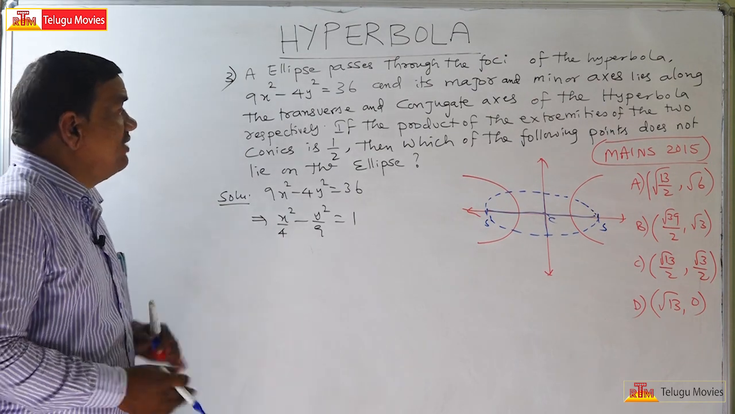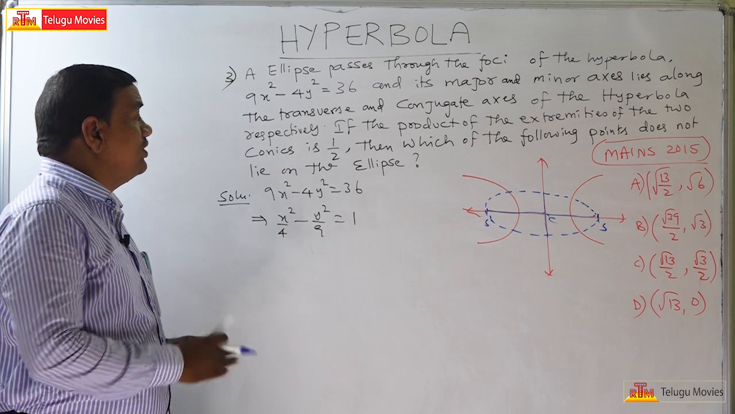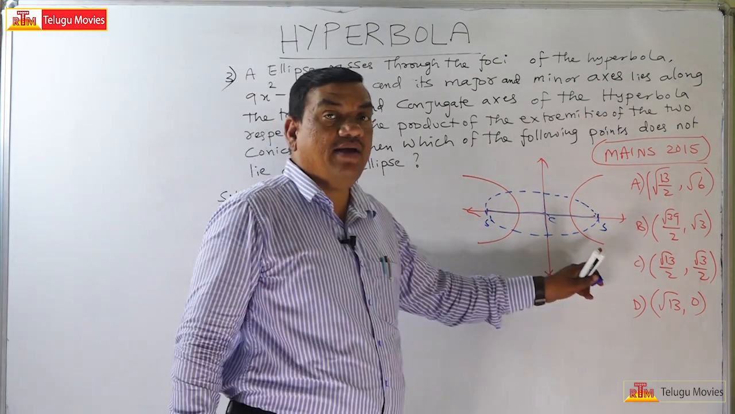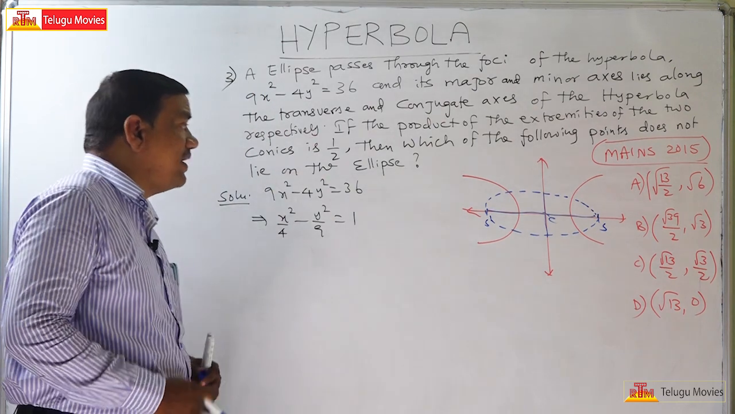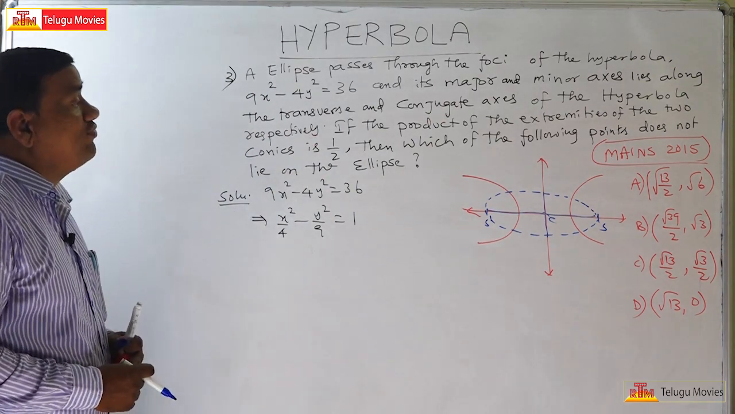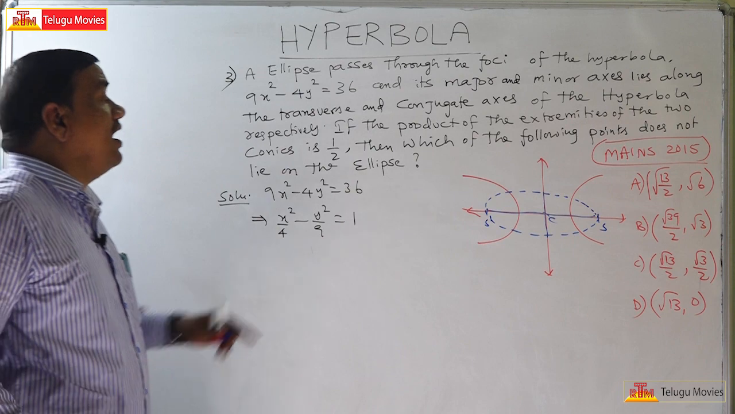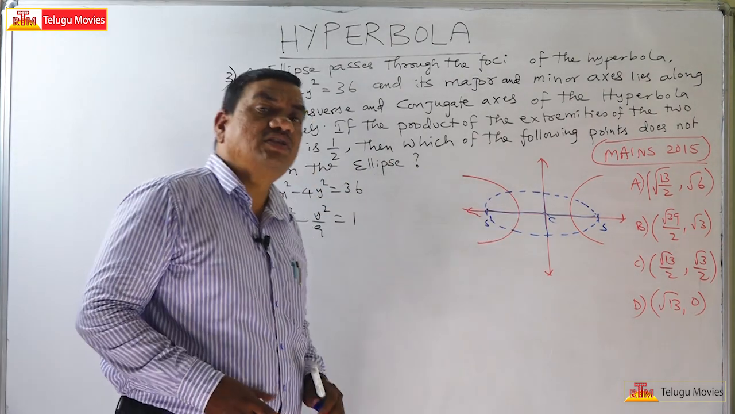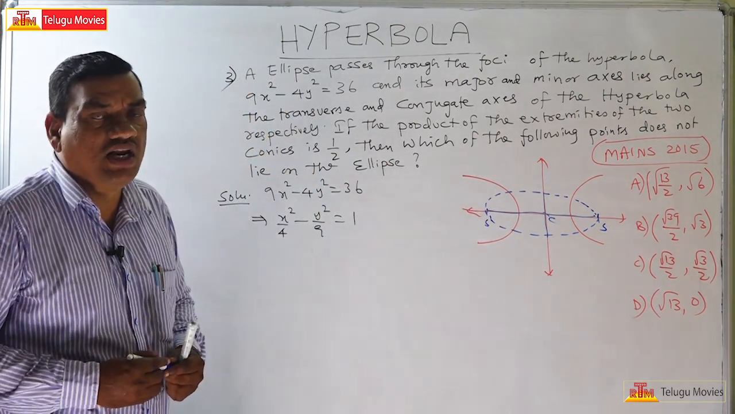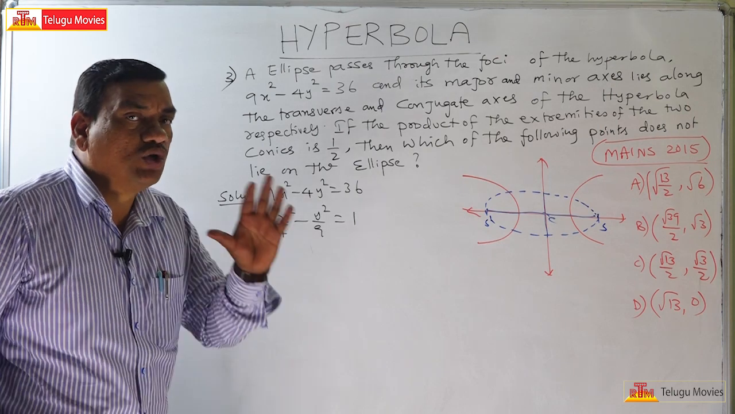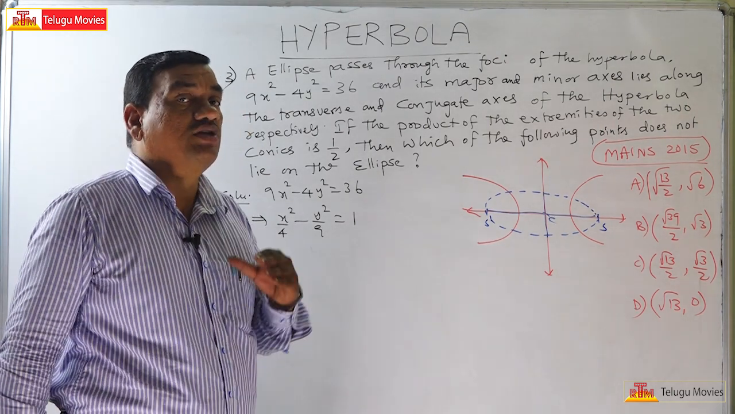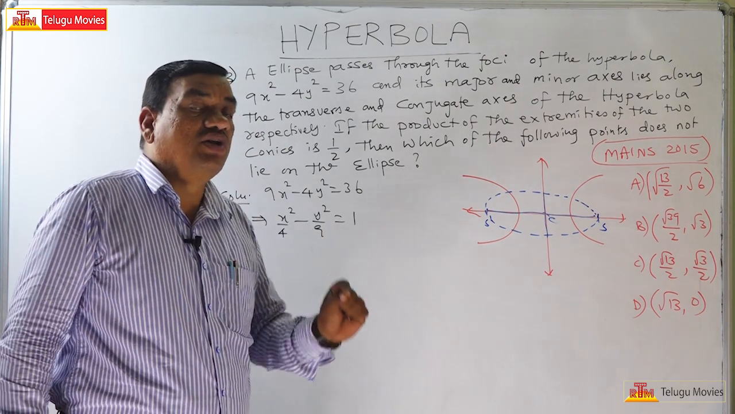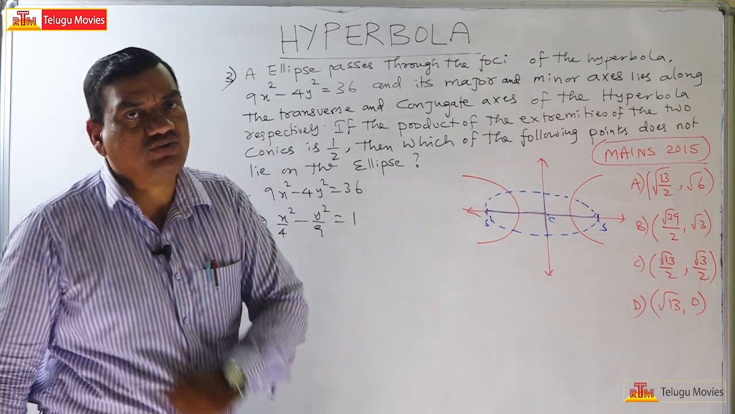If the product of the eccentricities of the two conics, that is hyperbola and ellipse, is given as 1 by 2, then which of the following points does not lie on the ellipse? That means if you find the equation of the ellipse, the problem is over. The equation of the ellipse is x square by a square plus y square by b square is equal to 1. So if you find the a value and b value, the problem is over.